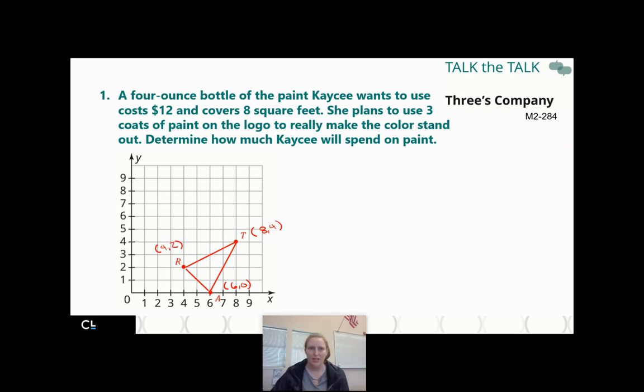All right. Here's the deal. A 4-ounce bottle of the paint that Casey wants to use costs $12 and covers 8 square feet. She plans to use 3 coats of paint on the logo to really make the color stand out.